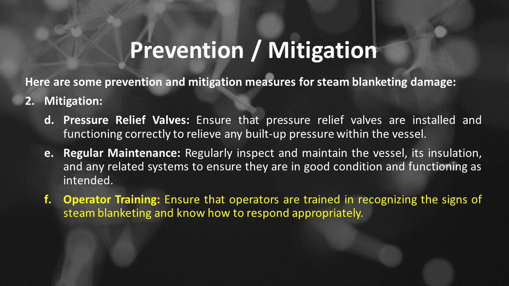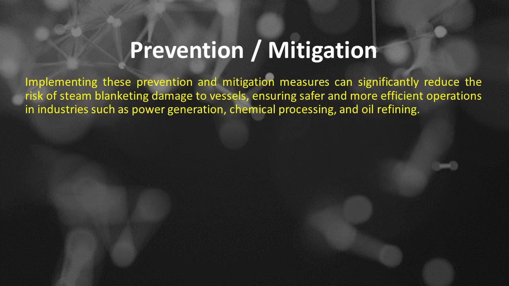Ensure that operators are trained in recognizing the signs of steam blanketing and know how to respond appropriately. Implementing these prevention and mitigation measures can significantly reduce the risk of steam blanketing damage to vessels, ensuring safer and more efficient operations in industries such as power generation, chemical processing, and oil refining.